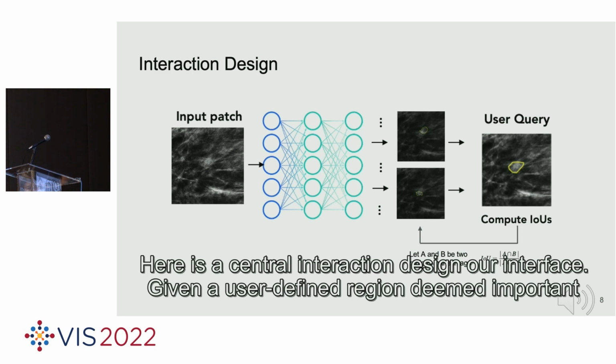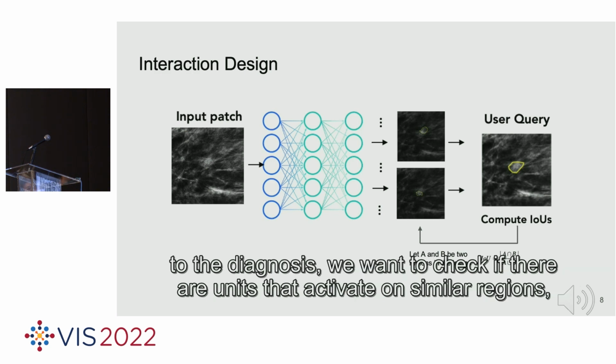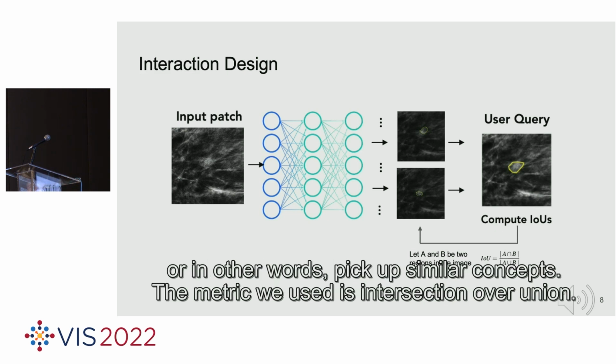Here is a central interaction design in our interface. Given a user-defined region deemed important to the diagnosis, we want to check if there are units that activate on similar regions, or in other words, pick up similar concepts. And the metric we use is intersection over union.